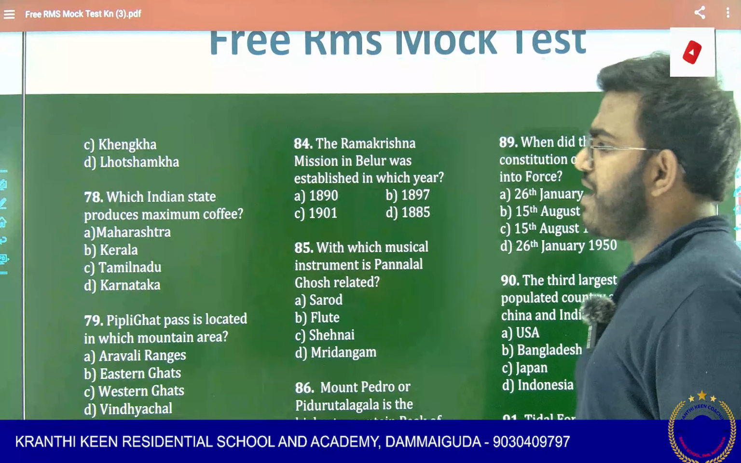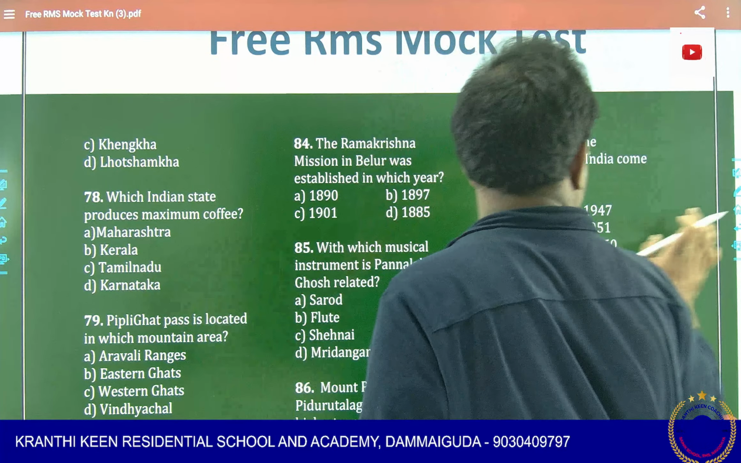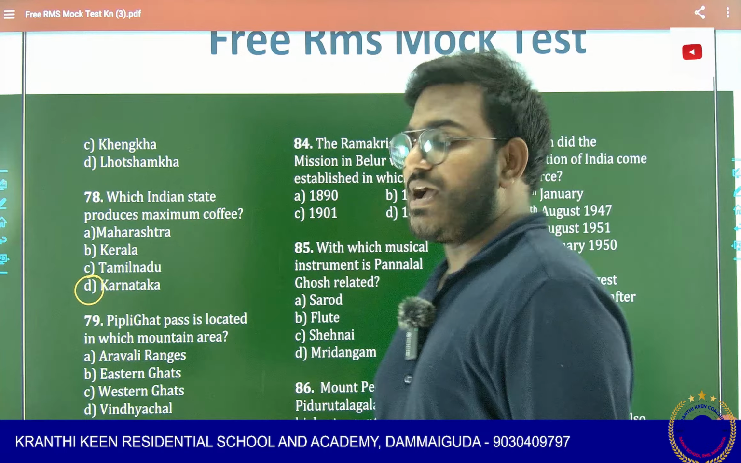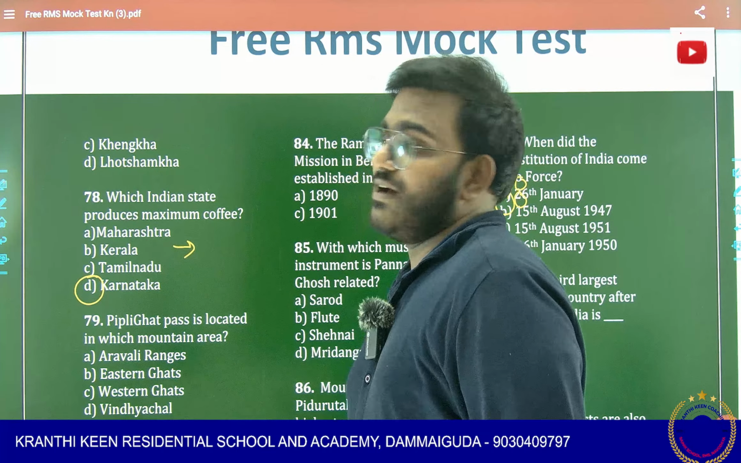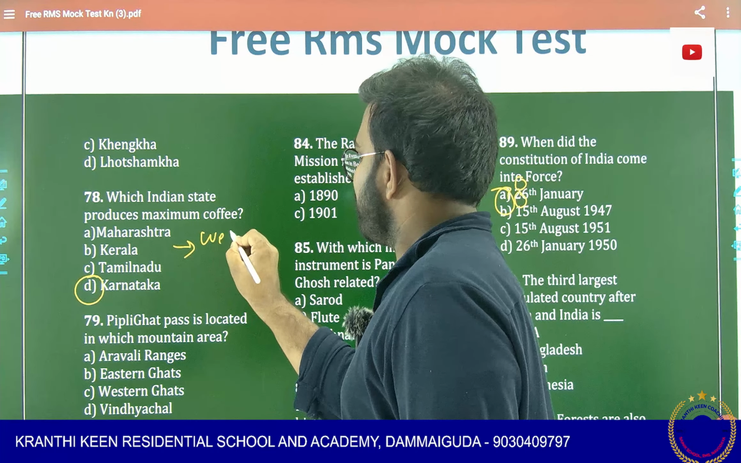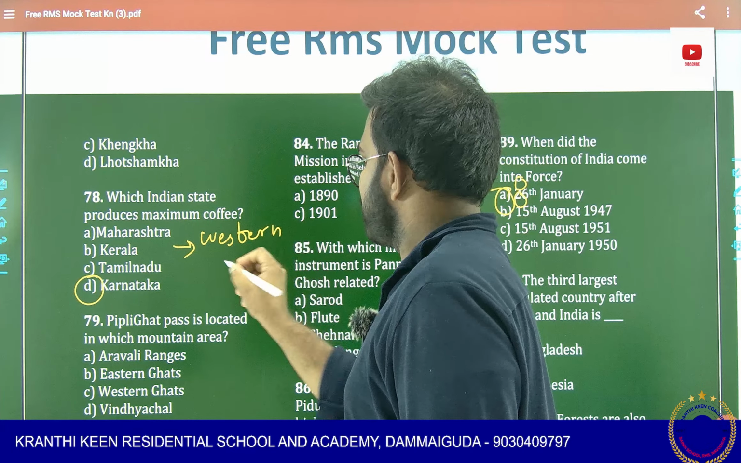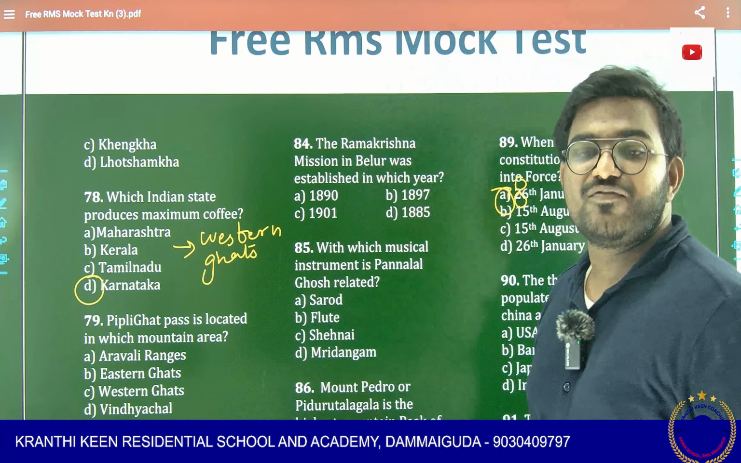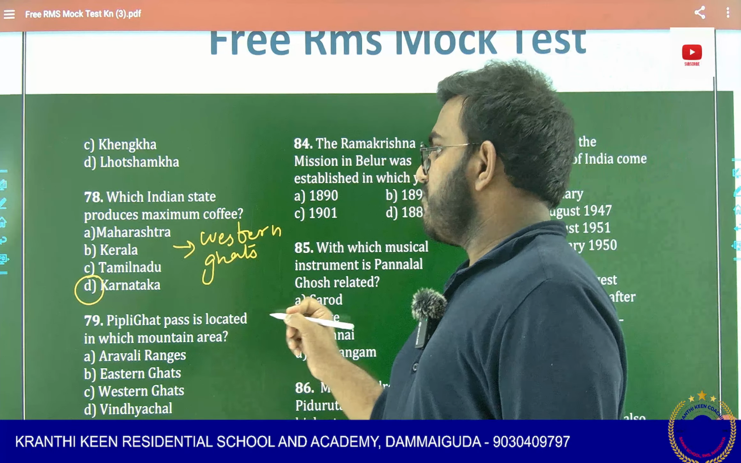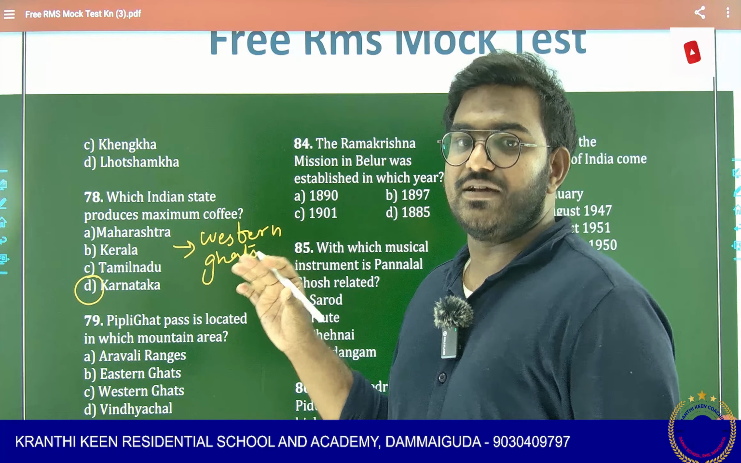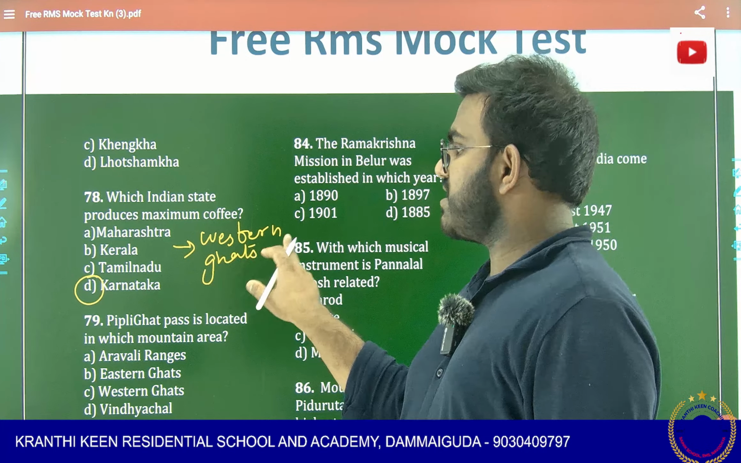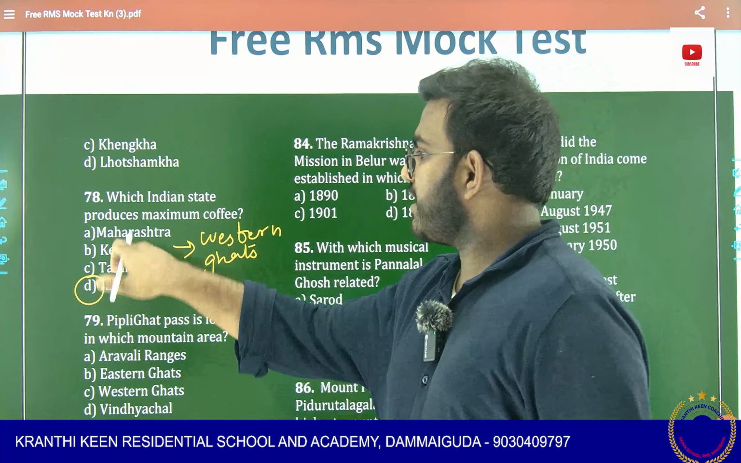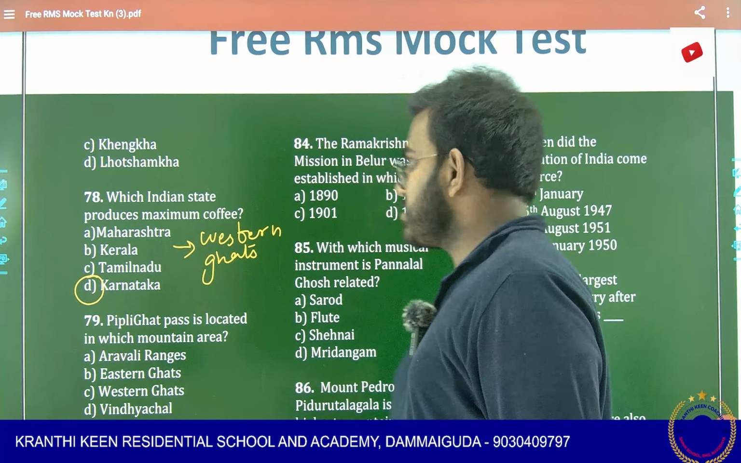Which Indian state produces the maximum coffee? Karnataka. Why? Because it is located at the Western Ghats. These are very suitable for coffee and tea vegetation, because of the cool nature of the mountains near the Western Ghats. So Karnataka is the state which produces the maximum coffee.